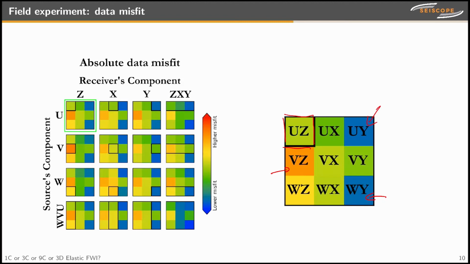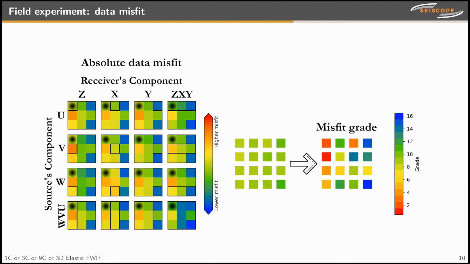Therefore, we designed another plot in order to have an easier understanding of what is really happening in our data misfit. The idea is to take each sample of the component from each FWI. So in this case, I took the UZ component, so all those 16, and we just sort it to find out which one has the lowest misfit and which one has the highest misfit if we compare only the same component amongst all the 16 FWI.